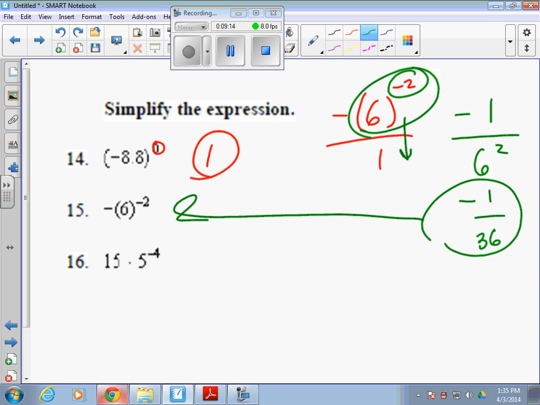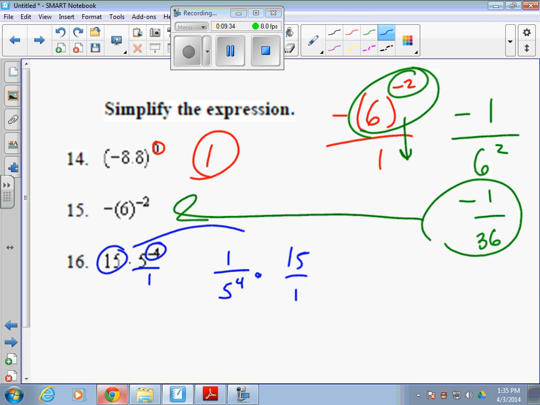Then it says 15 times 5 to the -4th. Again, just like the last one, now it has a negative exponent. It rides the elevator and it goes down. It's over 1 already, so it becomes 1 over 5, now to the +4th. I'm going to bring this part over here, times 15 over 1. I just reversed the order to make it fit.